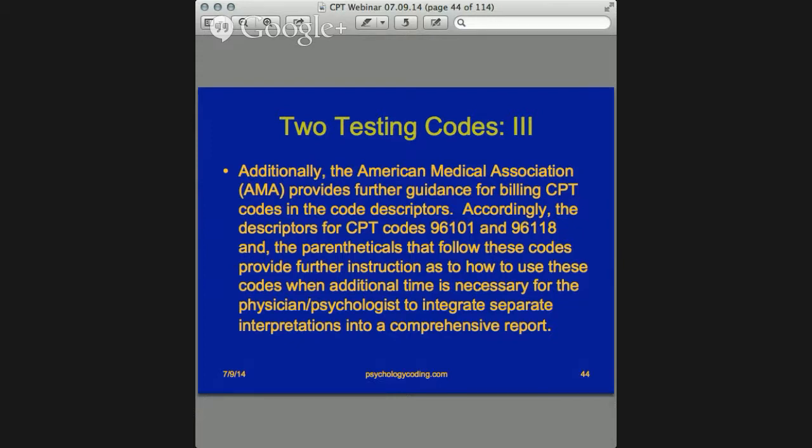as well as AMA. As you can see, accordingly, the descriptors for CPT codes 96101 and 96118 and the parentheticals that follow provide further instructions on how to use these codes when additional time is necessary to integrate separate interpretations of a comprehensive report. It is important that you appreciate that the base codes 101 and 118 are intended to capture the actual testing and, if you will, the integration. I mentioned earlier, in case you didn't recall, that it also is intended to capture the feedback. However, I appreciate that this poses some problems, and we're working to resolve it.